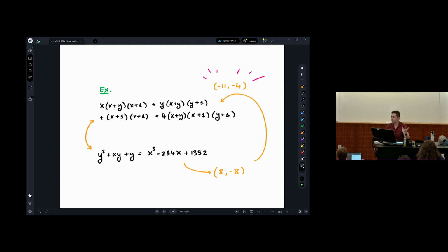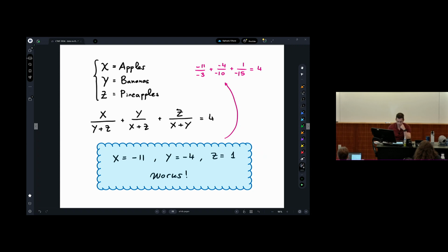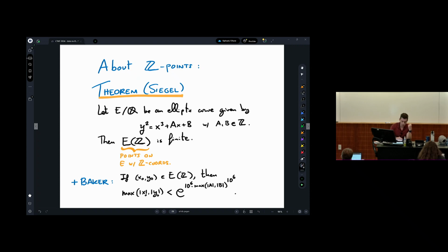For whatever reason, it is not clear at all why that works, but it works. So you can see here that this is sort of like an equation of 3 rational numbers, which is quite surprising to me, but it actually works. So that's a solution. It doesn't work because we want positive numbers. So what do we know about points on elliptic curves?